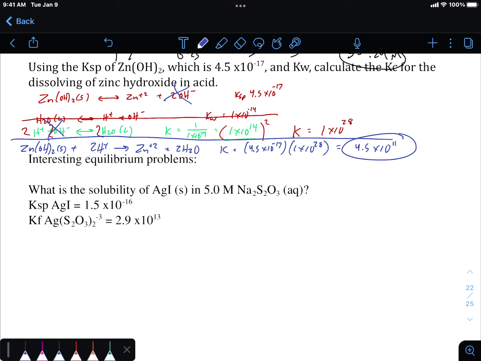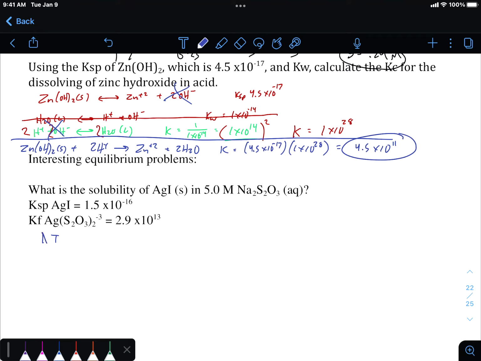What do you do to manipulate them when you multiply something or when you reverse it? Okay, let's try another one. What is the solubility of silver iodide in 5 molar sodium thiosulfate? And they give us a Ksp for silver iodide, and they give us the Kf. Right? Remember, Kf is the equilibrium constant for complex ion formation.